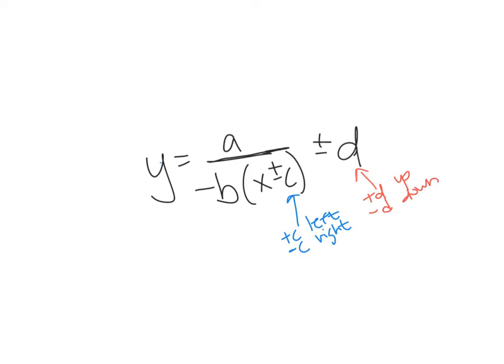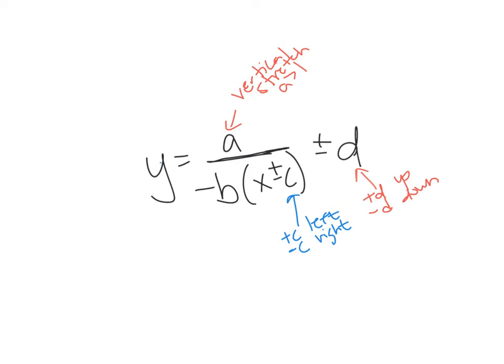Well, what if I don't have a 1 over something? What if I have a different number, like a 2 over or 3 over? That means I have a vertical stretch or compression. Here we're going to say vertical stretch if A is greater than 1, and it usually will be, so we're going to stick with a vertical stretch if A is greater than 1.